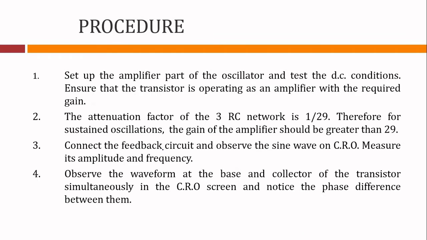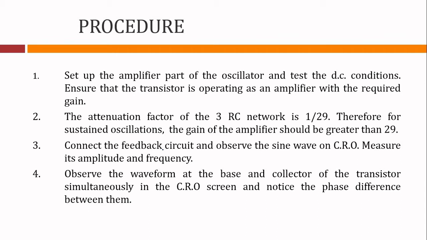Now here is the procedure. Set up the amplifier part of the oscillator and test the DC conditions. Make sure that you have output voltage VCE, that is the DC voltage, nearly about half of VCC, and ensure that the transistor is operating as an amplifier. For that you have to apply a test signal of 1 kHz, 20 millivolt, just the way we have done in experiments 1 and 2.